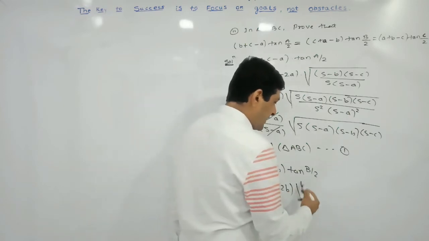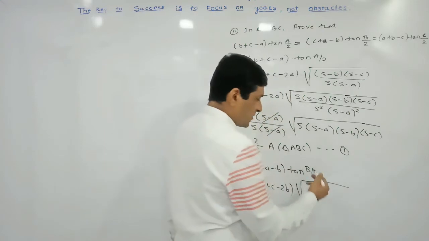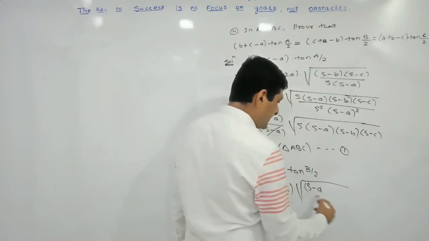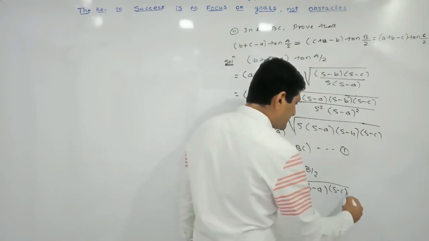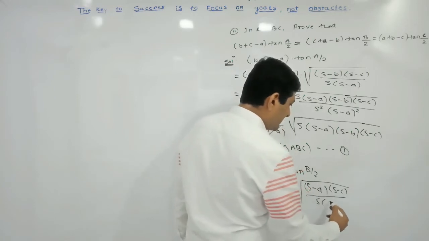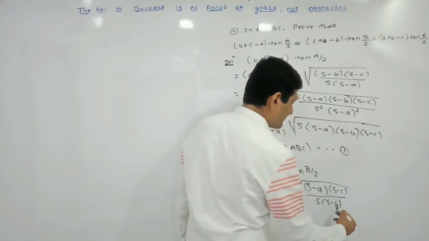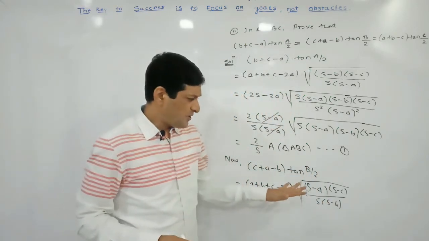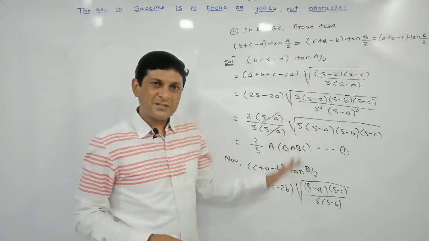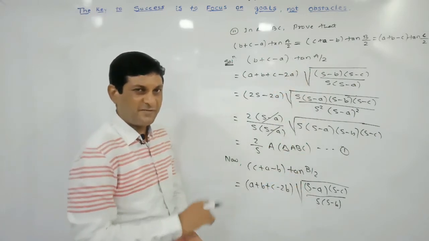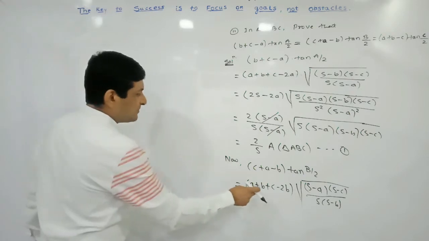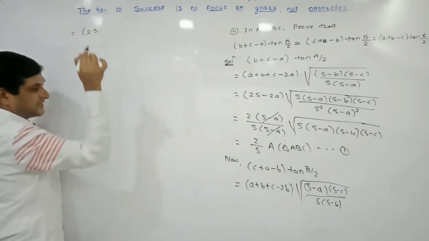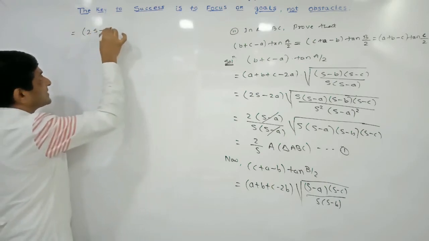Again here also apply the half angle formula. According to the half angle formula of tan b by 2, here we will get s minus a into s minus c divided by s into s minus b. Just we have substituted the value of tan b by 2. Now whatever method we have applied here, the same method we are applying to simplify it. So here a plus b plus c can be replaced by what? 2s. Its value is equal to 2s minus 2b, keep it as it is.